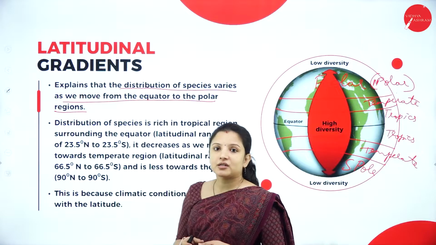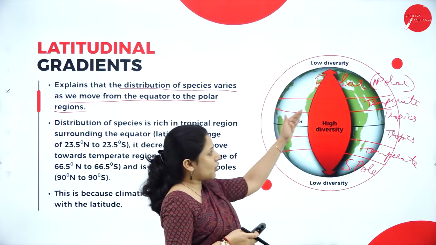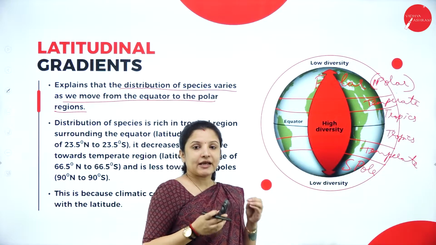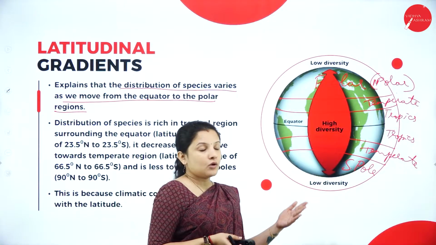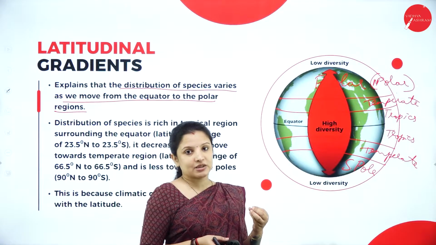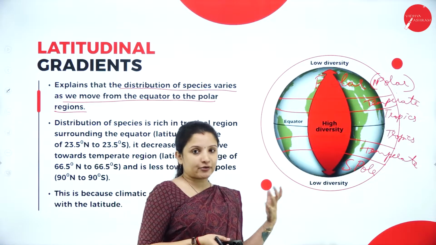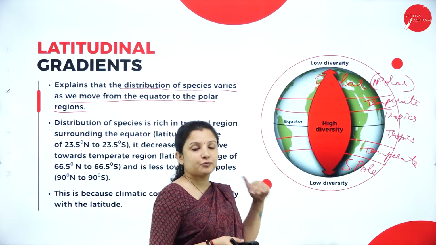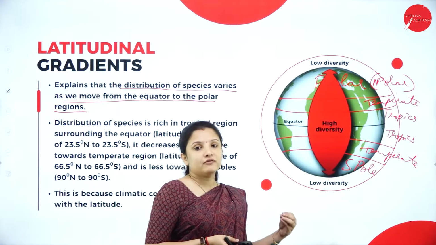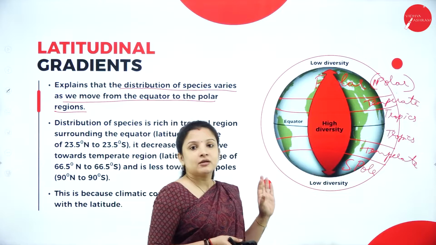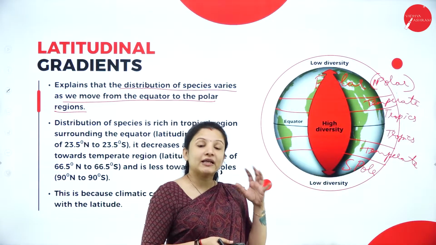So from the equator to the tropics, both towards the north and the south, the plant and animal species is more. When we move towards the temperate, the diversity of plants and animal species is less when compared to the tropics. And as we move towards the polar region, that is the North Pole and the South Pole, which is always ice capped with glaciers and all that, there the diversity of species is very, very less.